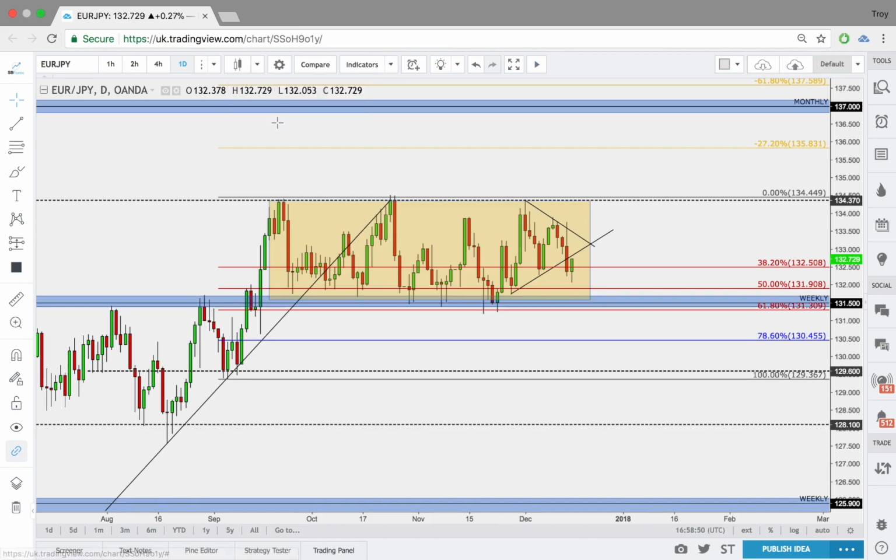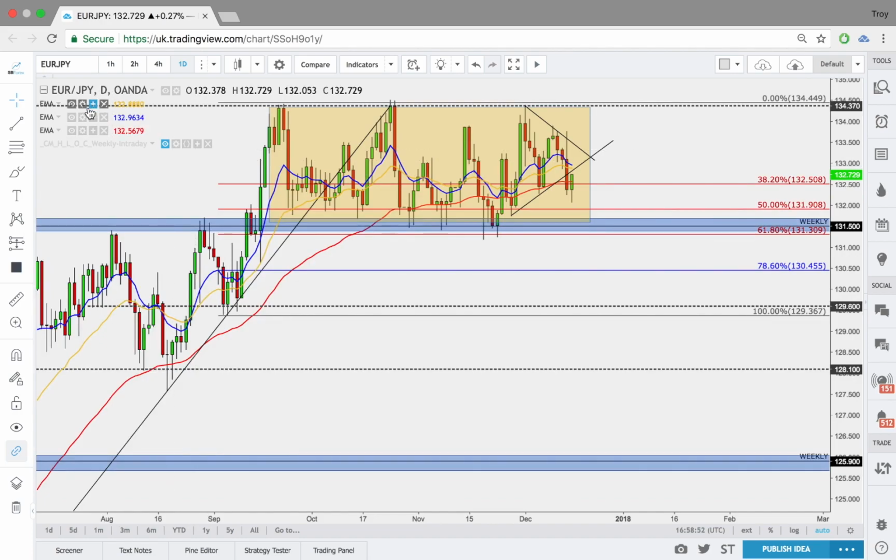So let's have a look at the EMAs. They haven't quite crossed over to the downside. Price is in between the 50 and the 21, so not much clarity to the downside as of yet. However, we do have this trend line or triangle. If we get a pullback to there, that would warrant some short-term sell trades.